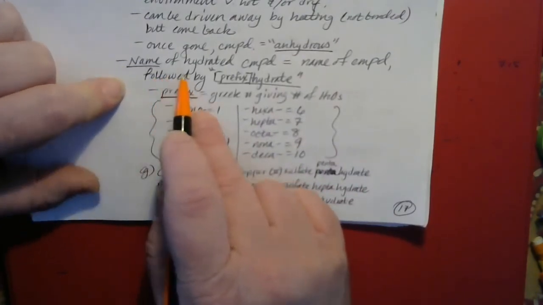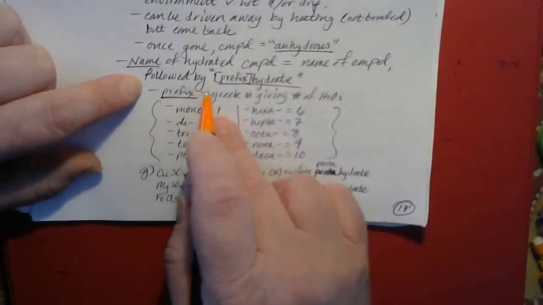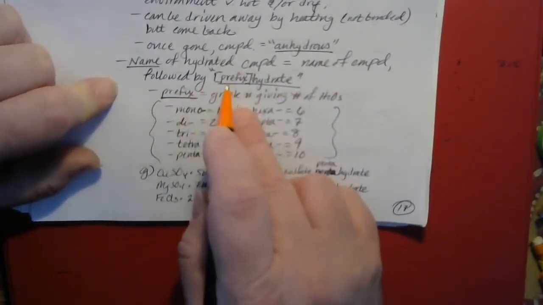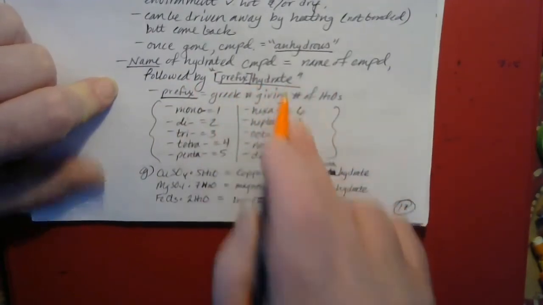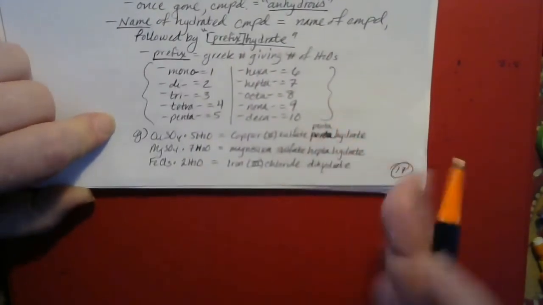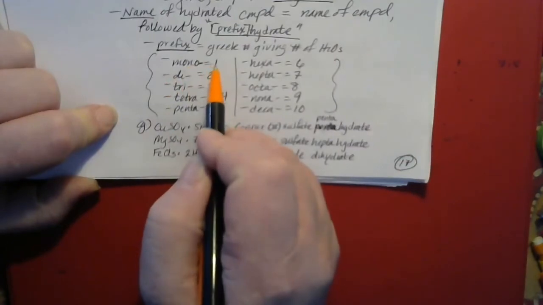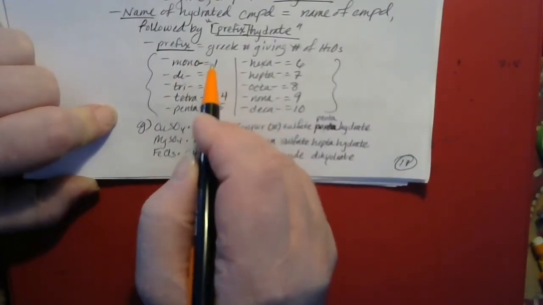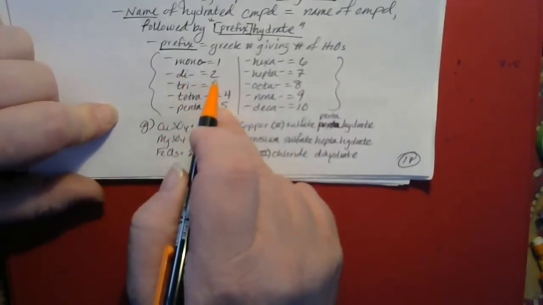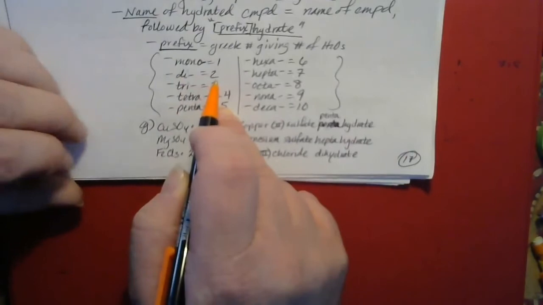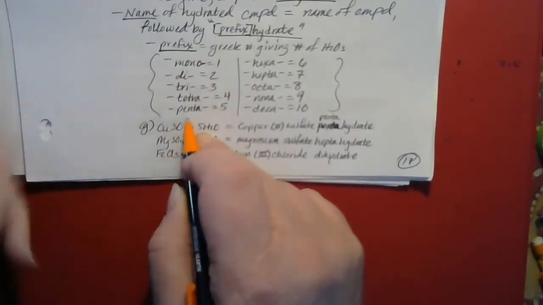The way that you name ionic compounds with waters of hydration would be just the name of the compound, followed by a Greek prefix giving the numbers of H2Os, and then the word hydrate. The prefixes are based on the Greek words for numbers. So mono would mean that there's only one H2O attached to each formula unit of the compound. Di would mean that there are two H2Os for each formula unit of the compound. Tri would mean 3, tetra would mean 4. You think of geometry for some of these names.